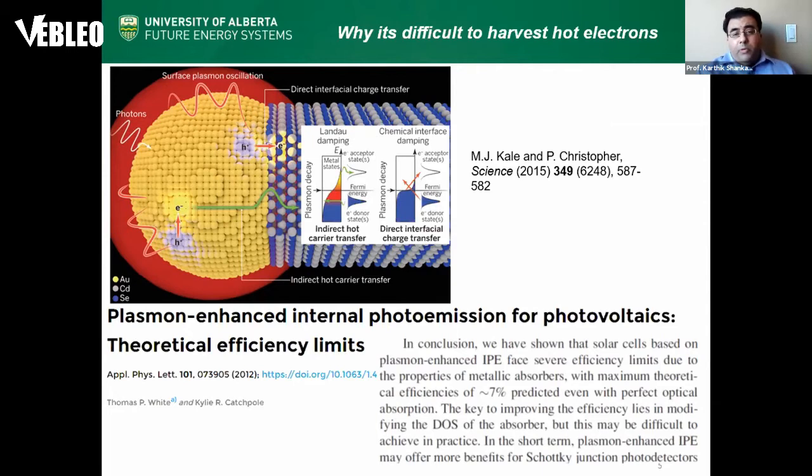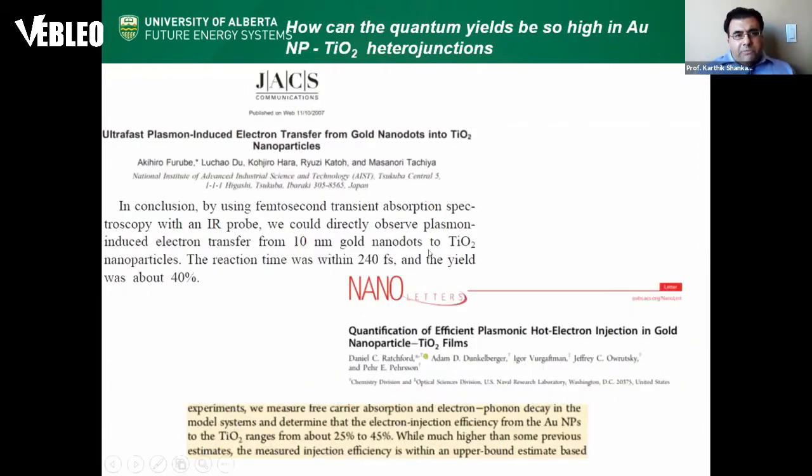And that is what it seemed would be the maximum efficiency of hot carrier based photovoltaics or hot carrier based photocatalysis. But that changed a while back. Using femtosecond transient absorption spectroscopy, a number of groups found that, especially in junctions of titanium dioxide with gold nanoparticles, the hot carrier injection yield, that is, the number of hot carriers that could be harvested, separated and transferred to TiO2 before they relaxed back to room temperature, could be as high as 45%. One paper claimed a yield of 40%, and another showed electron injection efficiencies of 25 to 45%.